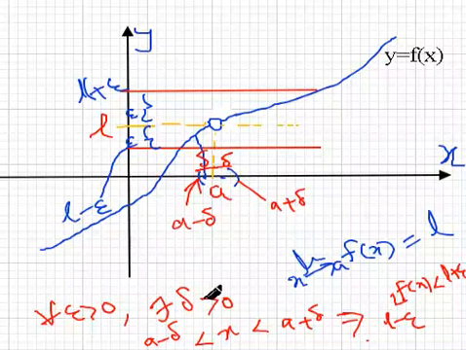All points in this interval map into this area here. This one maps into here, this one maps into there. So if you pick any point in this interval, the functional value is between L plus epsilon and L minus epsilon.